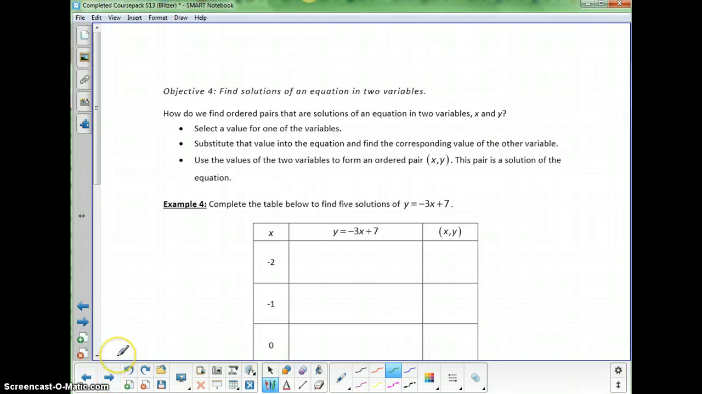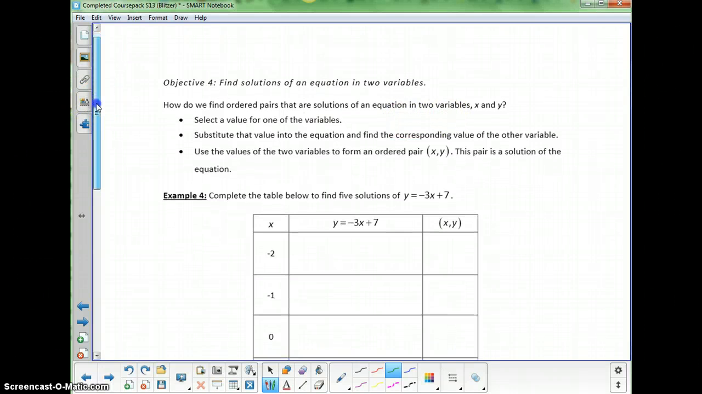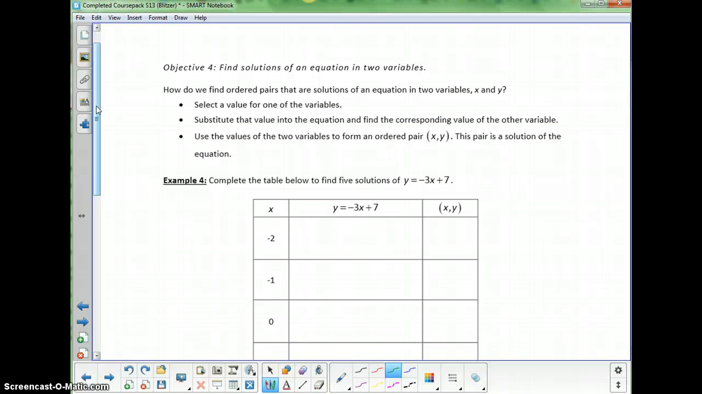In objective 4, we want to find the solutions of an equation in 2 variables. How do we find ordered pairs that are solutions of an equation in 2 variables? As we saw in the last example, there were ordered pairs that worked for an equation and ordered pairs that didn't work. What we're going to see in this example is that there are lots of ordered pairs that could make this true. We just need to figure out what they are.